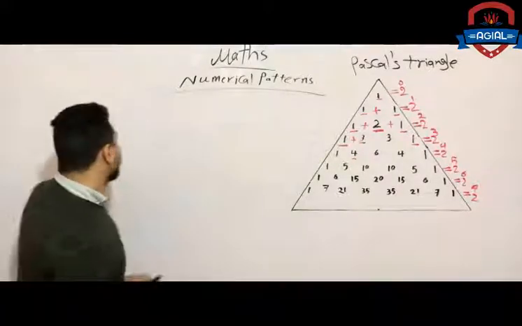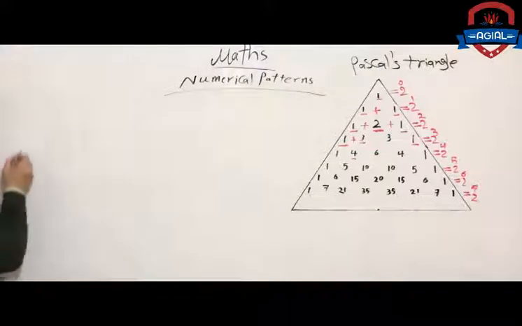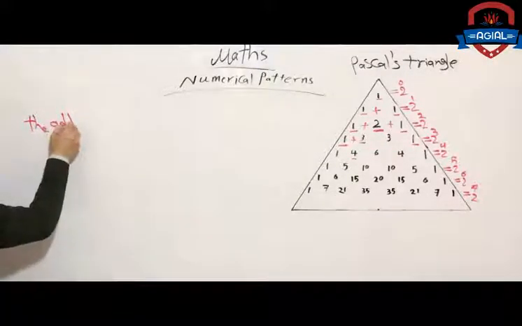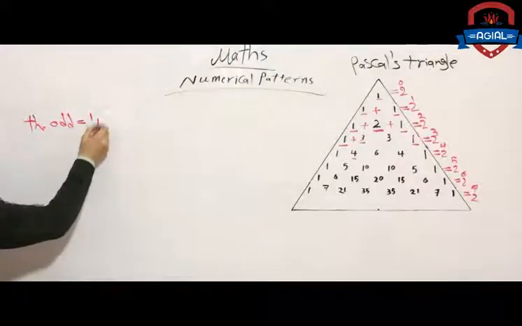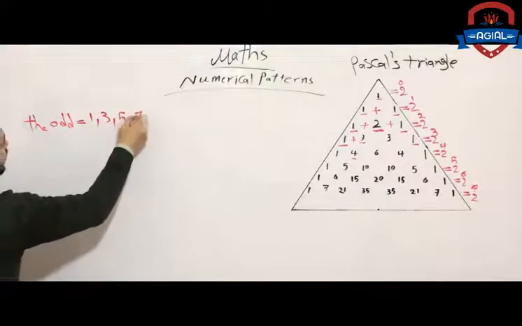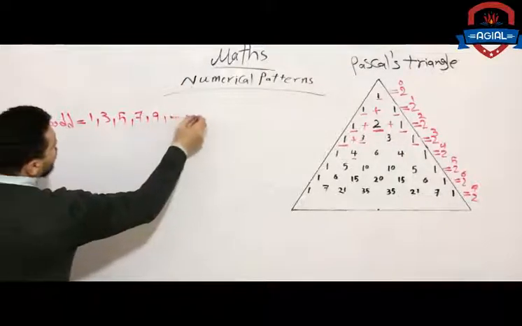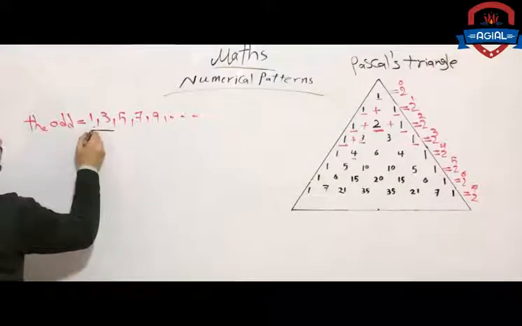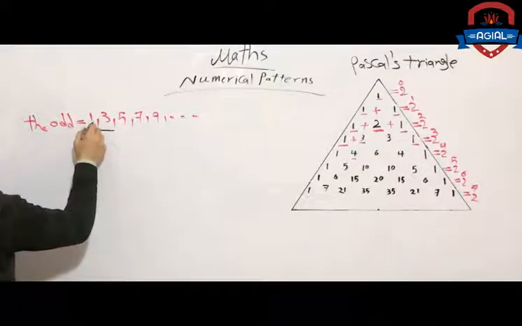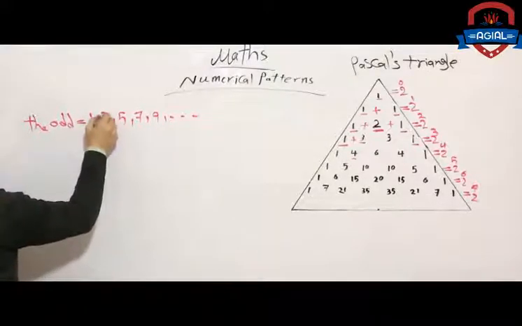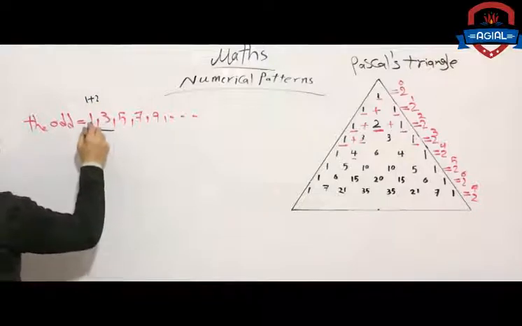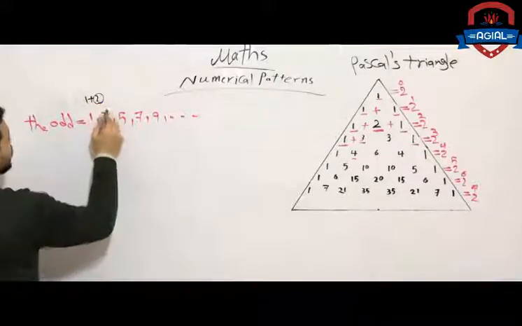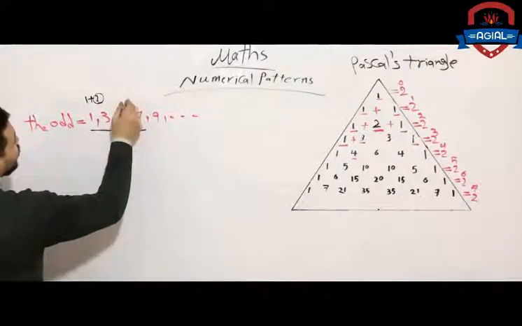Let's take an example. If we have the odd numbers, the odd numbers are 1, 3, 5, 7, 9, and so on. In this sequence we have a numerical pattern, and the rule is increasing by 2. We have 1, then we have 3. Number 3 is 1 plus 2, so each number is more than its predecessor by 2.